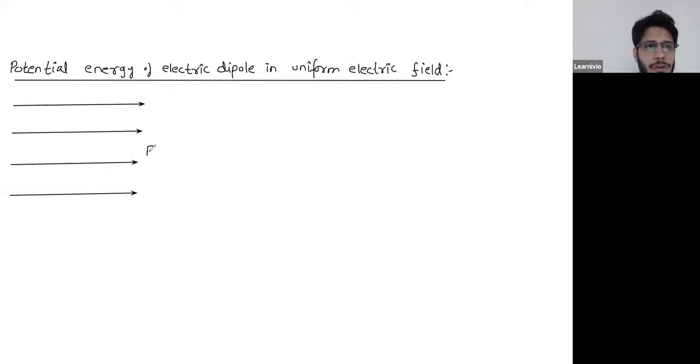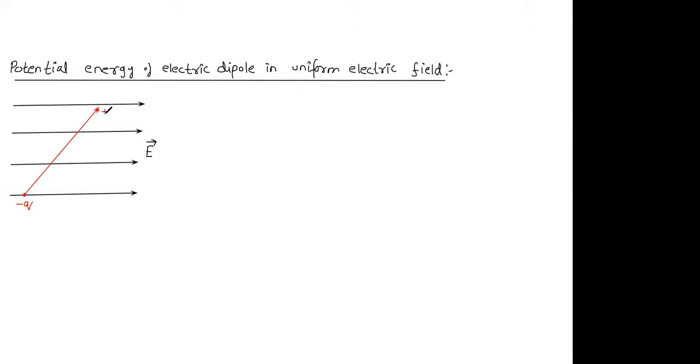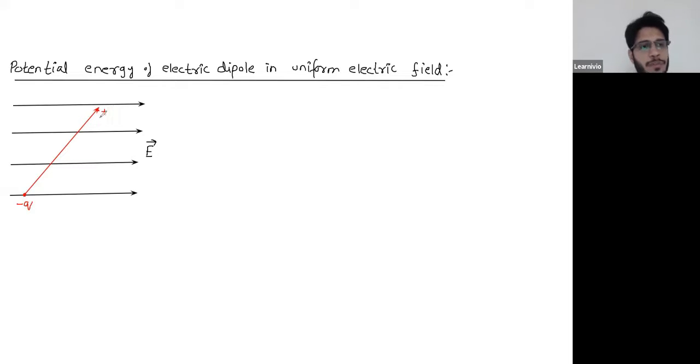So this is a uniform field. I have just started this topic, potential energy of an electric dipole in a uniform electric field. In this uniform field, I place the dipole. Let's say this is the dipole. What is an electric dipole? When two charges are equal and opposite. So this is the dipole moment; I'm not showing the charges. And this dipole is placed at an angle theta.